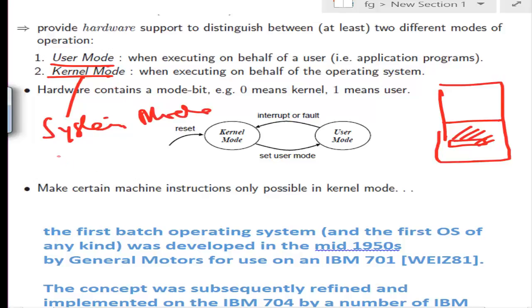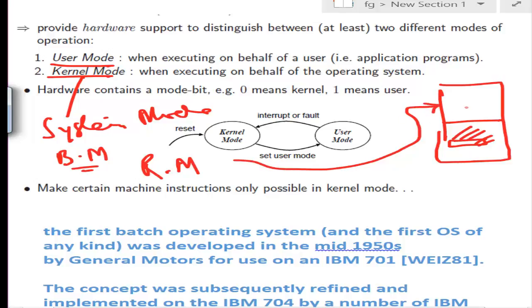kernel mode, which our batch monitor or resident monitor is. So the resident monitor can execute in the protected memory areas as well as the privileged instructions. If you're a user and there's an interrupt or fault, you have to be in kernel mode. You can't do it on your own. And kernel mode can switch onto the user mode as well. But as a batch monitor or resident monitor, you are in a system mode. You can execute the instructions. You can access the protected memory area as well as execute the privileged instructions.